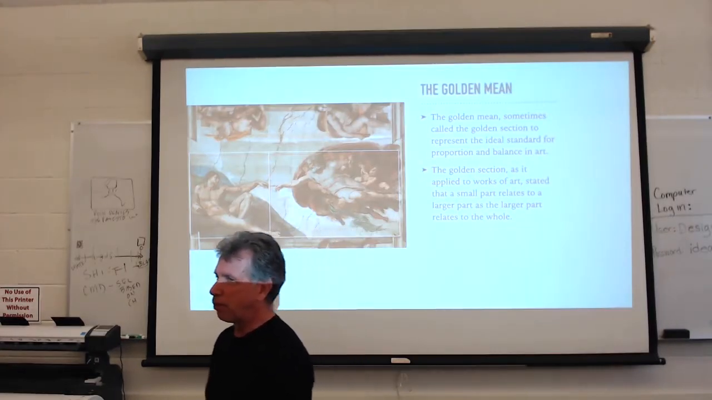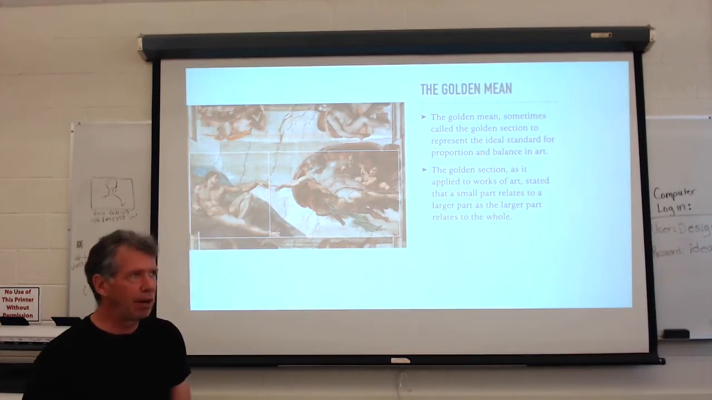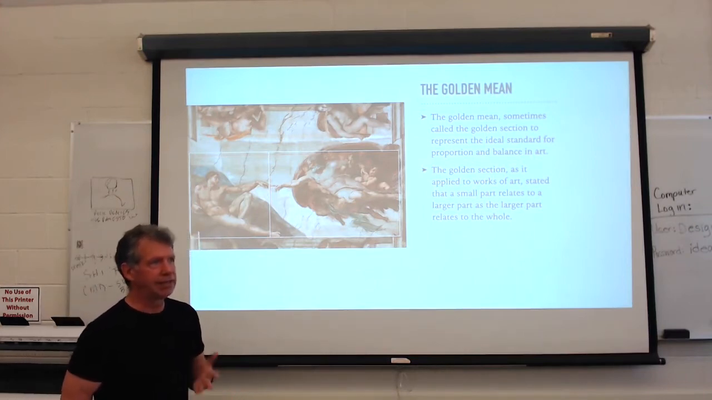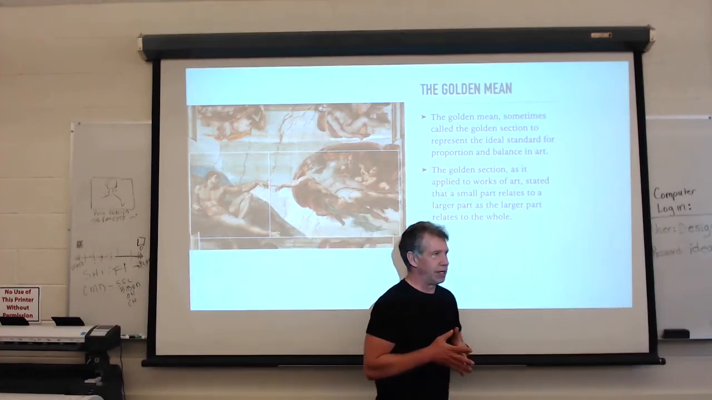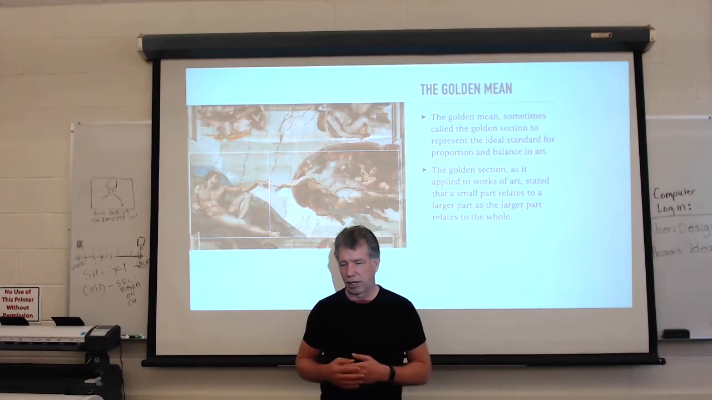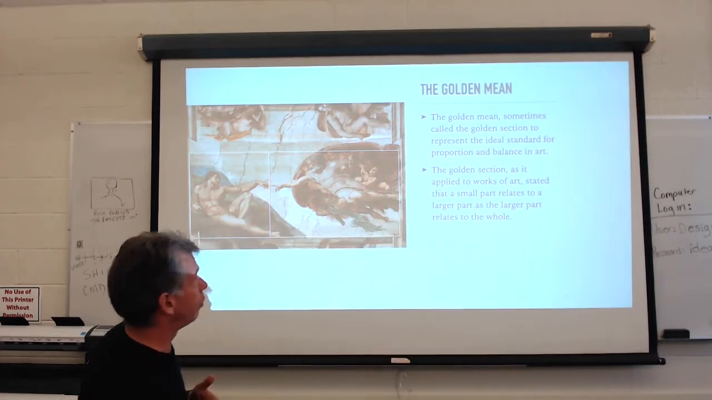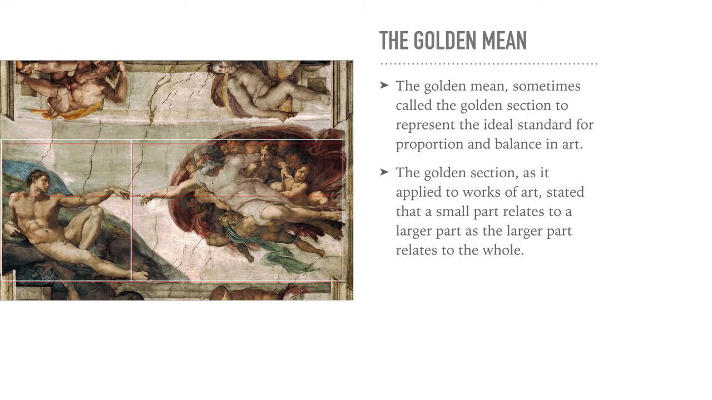Well, when we talk about proportion, probably what should come to mind is that we deal with mathematical things that were developed a long time ago. One of those is the golden mean. The golden mean, sometimes called the golden section, represents the ideal standard for proportion and balance in art. And mean just means the average, the golden average. The golden section, as it applies to works of art, stated that a small part relates to a larger part as a larger part relates to the whole.